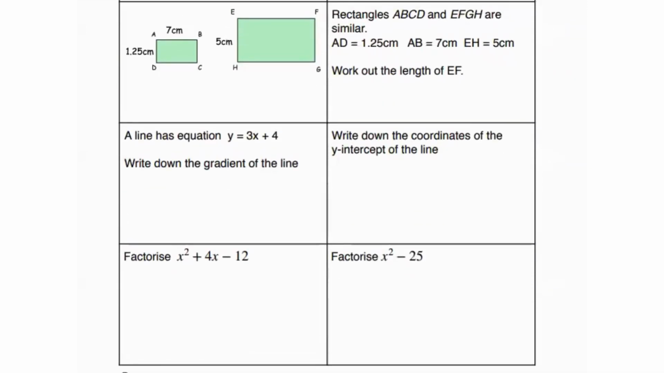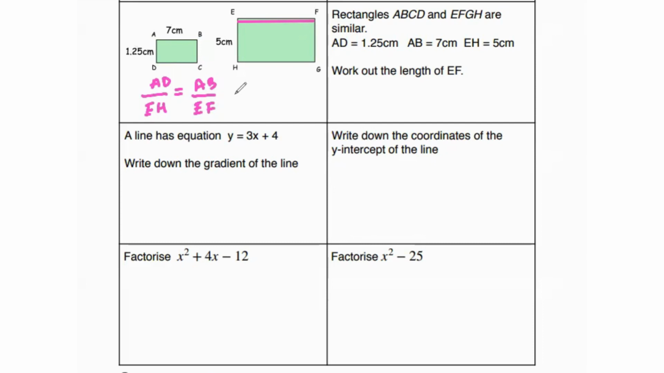Rectangles ABCD and EFGH are similar. AD is given as 1.25, AB is given as 7 centimeters, and EH is 5 centimeters. Work out the length of EF. You have to find this length. Since both the rectangles are similar, your ratio of AD over EH is going to equal your ratio of AB over EF.